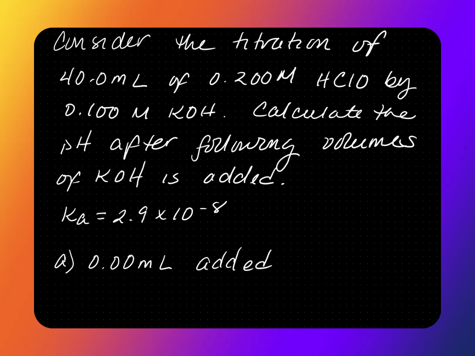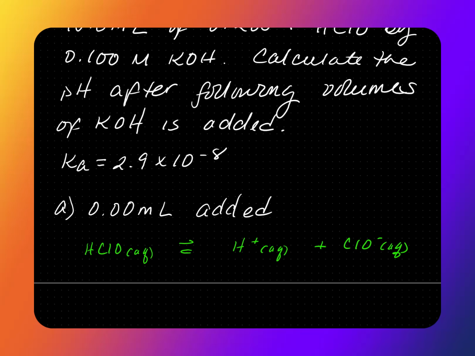In part A, no strong base is added, so this is just a regular ICE table. Since Ka is provided, we're going to take the acid and dissociate it into its ions. Remember, weak acids do not dissociate completely. This is why we do an ICE table. The acid here is hypochlorous acid, so HClO aq will dissociate into H plus aq plus ClO minus aq. And since no strong base was added, it is just a regular ICE table.